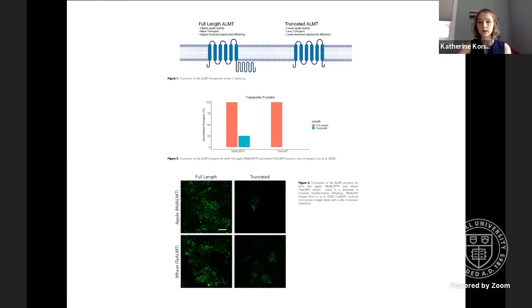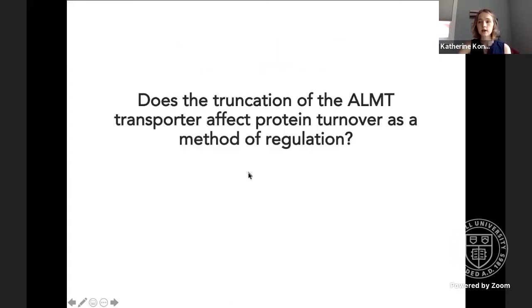Additionally, previous work has shown differences in transport capacity, which we can see here in this middle figure. And we can also see a decrease in transient expression for the truncated transporter compared to the full-length transporter. I confirmed that this is also true for wheat ALMT, but today I will be focusing on the apple. So this leads me to my question. Does the truncation of the ALMT transporter affect protein turnover as a method of regulation?